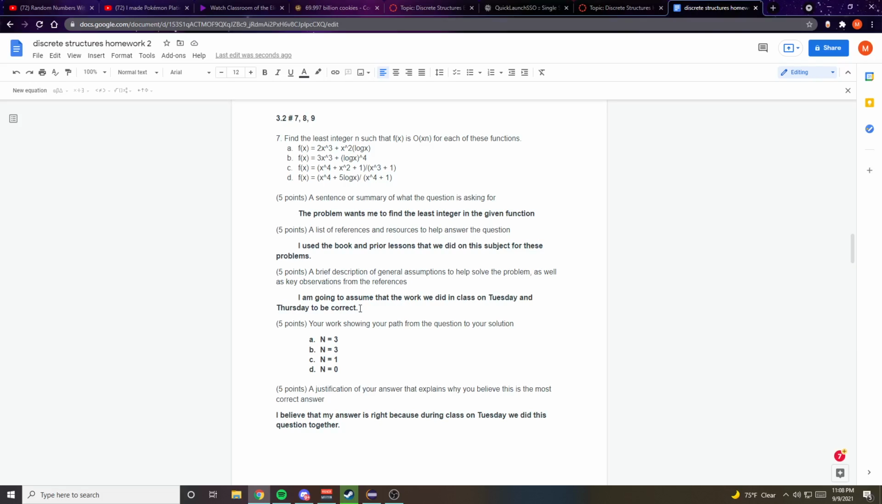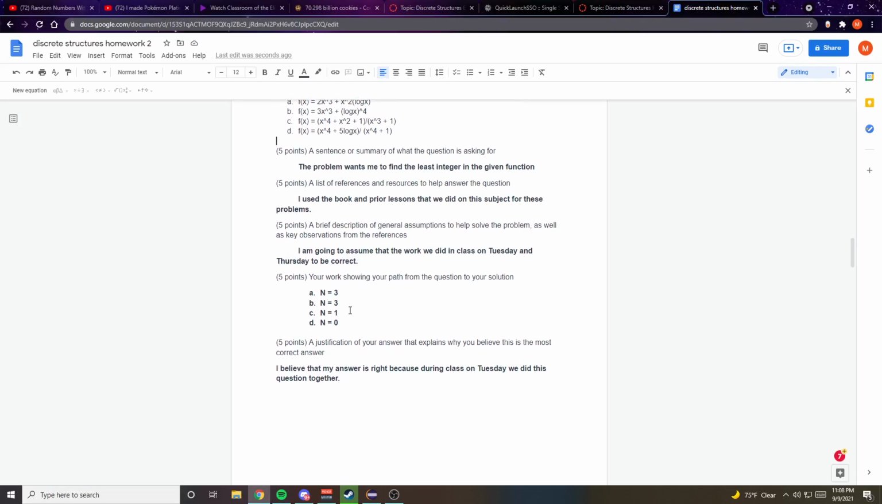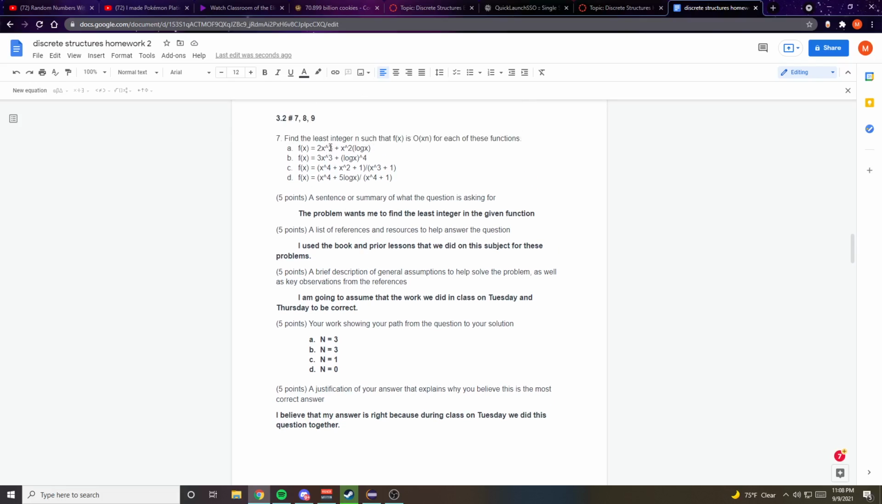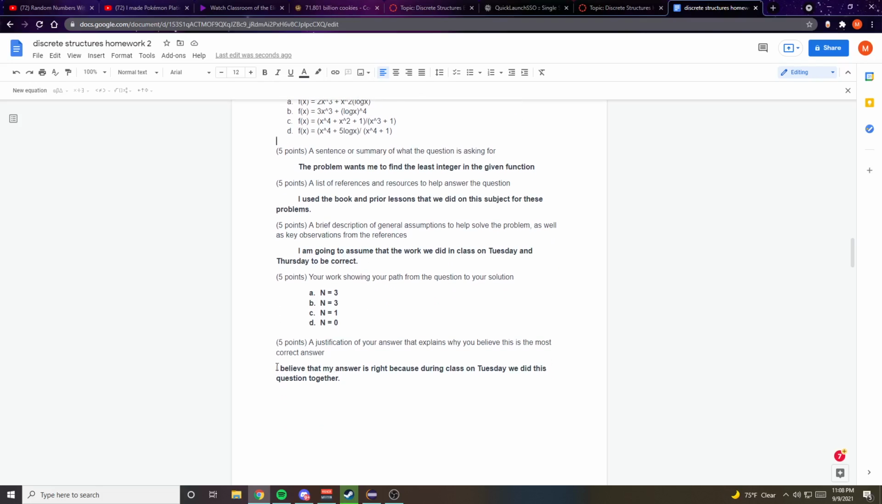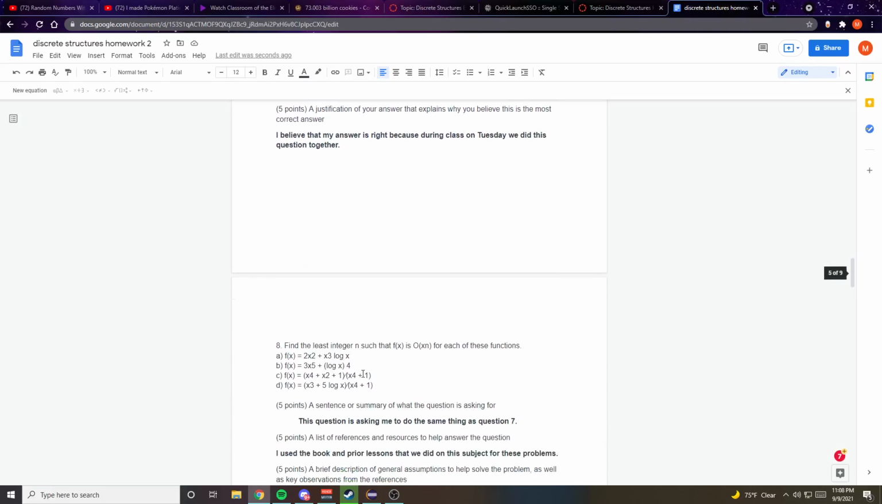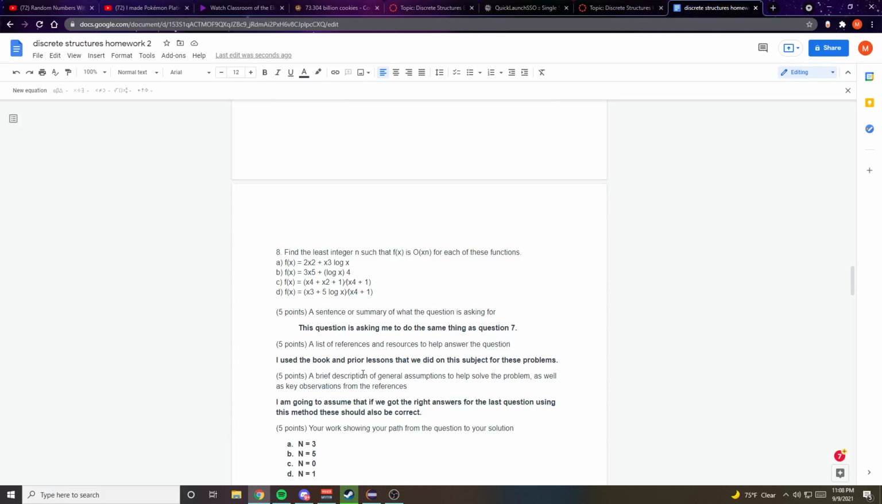Whenever we did this in class, we did it correctly. So n equals 3 for the first, n equals 3, n equals 1, and then n equals 0 for d. I believe my answer is right because on Tuesday we did this question together, so that's a big justification. And number 8 is the exact same question as number 7, like I said in the summary.